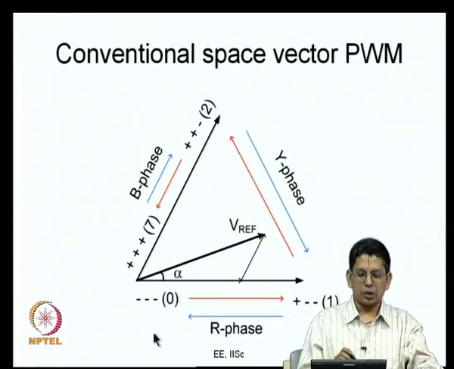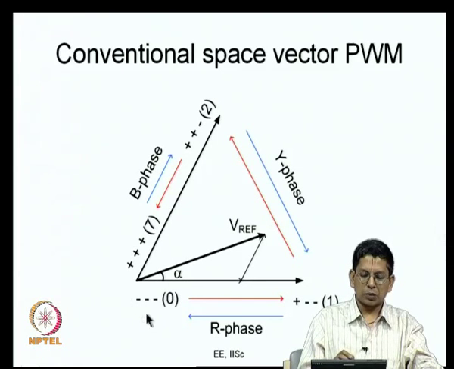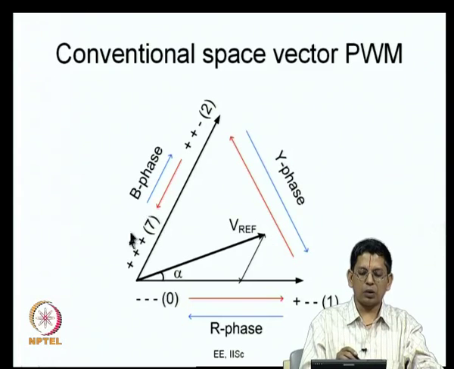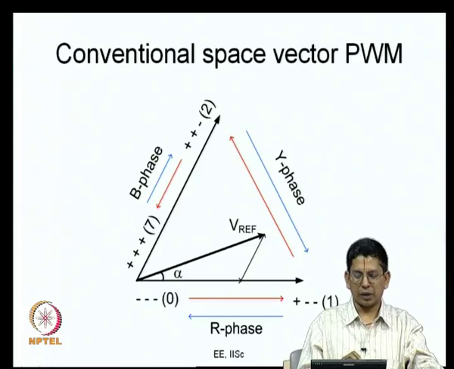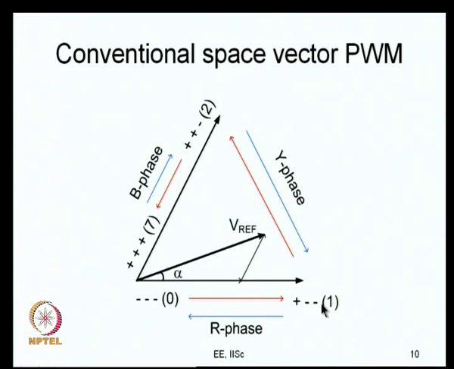So, what you do is you apply the 0 state, minus minus minus, for half the time and plus plus plus for half the time, that is Tz by 2, and here it is Tz by 2. You start here with minus minus minus, let us say stay here for Tz by 2 and switch the R phase to go to active state 1, stay here for t1 seconds, and from here you switch the Y phase and go to active vector 2, plus plus minus, you stay here for t2 seconds, then switch the B phase and you can go to the 0 state, plus plus plus, for Tz by 2.